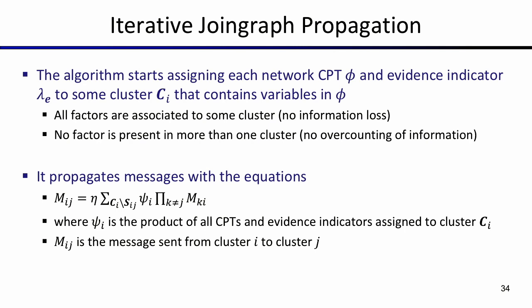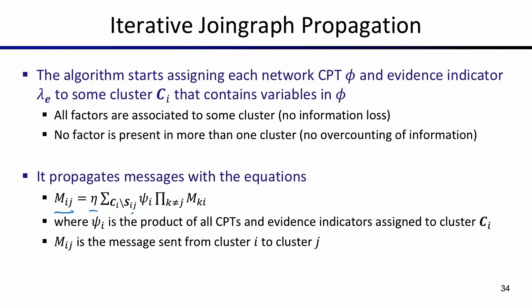So now we're going to use the old notation that we had before. We're not going to use the lambdas and the pi's anymore. We can express the messages just using this notation here, the Mij. We're going to enumerate the clusters from 1 to n, and we're going to exchange messages from 1 to 2, from 2 to 3, and so forth. The messages are the same that we have seen before. There is this eta here that is a normalization constant.